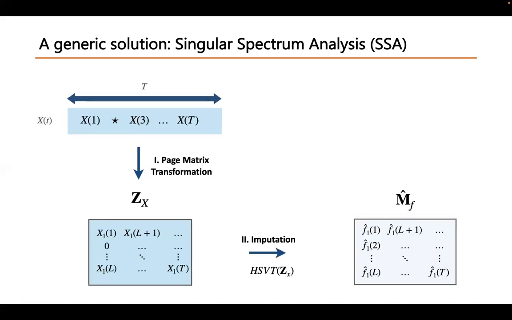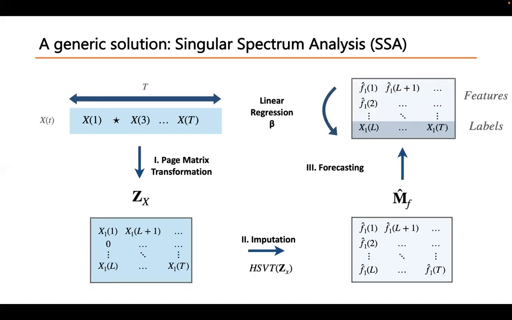Now, if you want to do imputation, you simply do some sort of singular value thresholding, or PCA. You take your page matrix, find its SVD, find a low rank approximation of it, and that's your estimate of the mean. If you want to forecast, you simply do linear regression between the last row of this matrix and the first L minus 1 rows. That gives you a linear model, and you can use that linear model to forecast in the future.